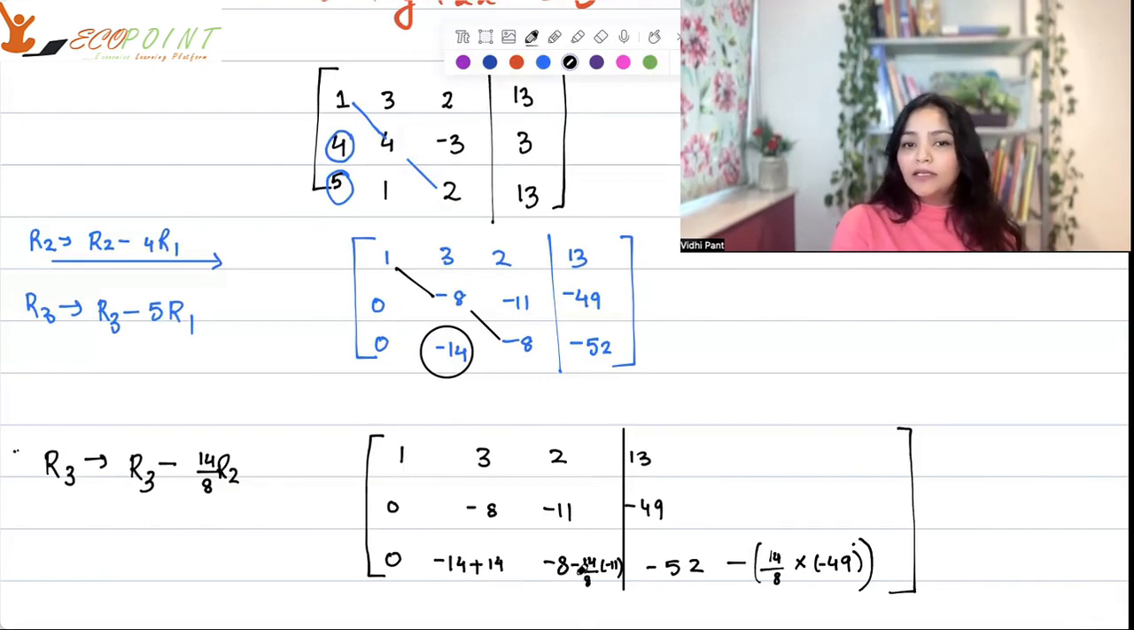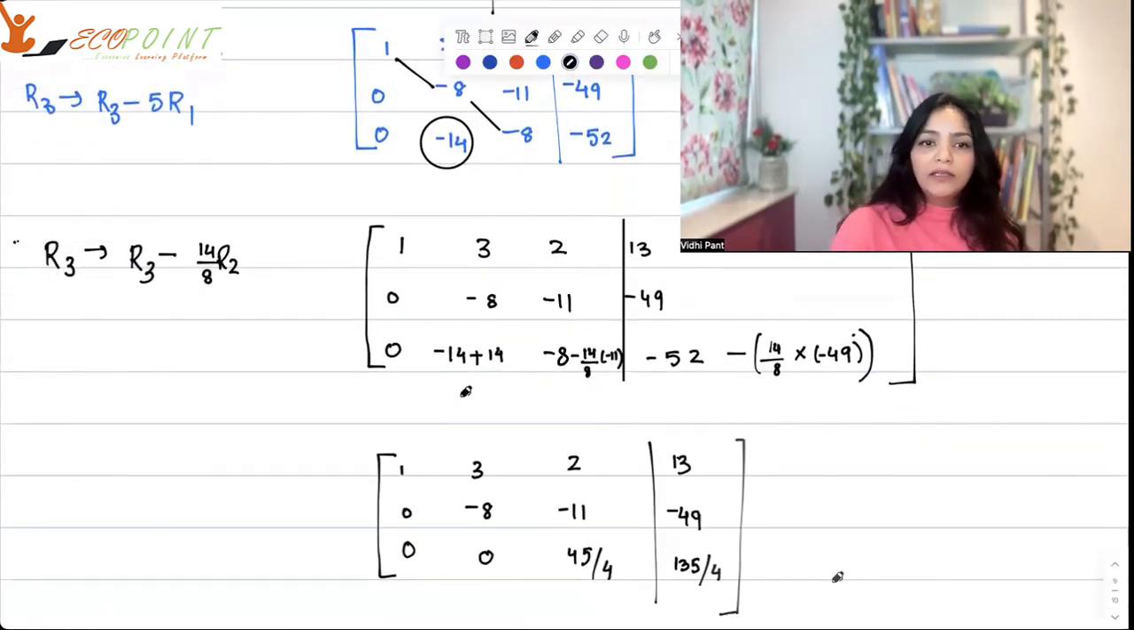Here you will have minus 8, minus 14 by 8 into minus 11. Here minus 52, minus 14 by 8 into minus 49. Which means the matrix will turn into 1, 3, 2, 13, 0, minus 8, minus 11, minus 49, 0, 0, 45 upon 4, 135 upon 4.